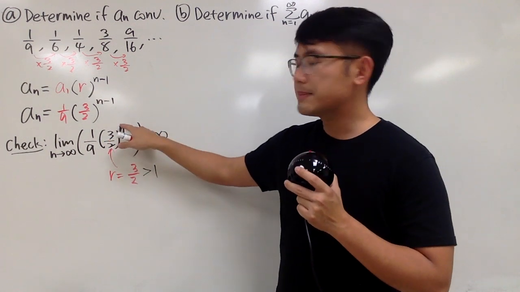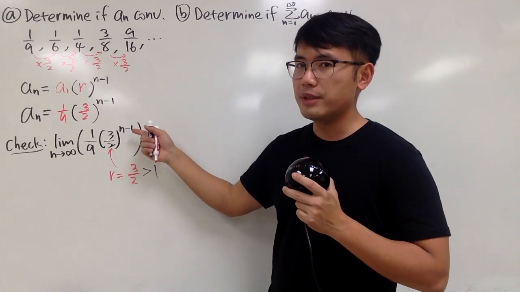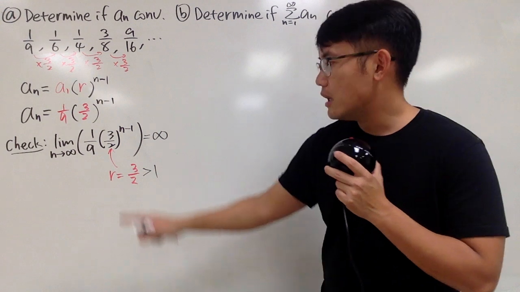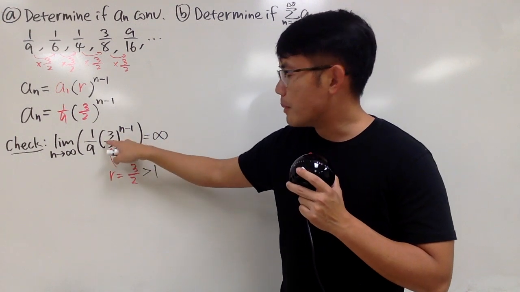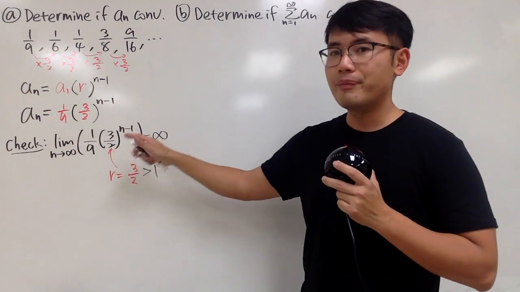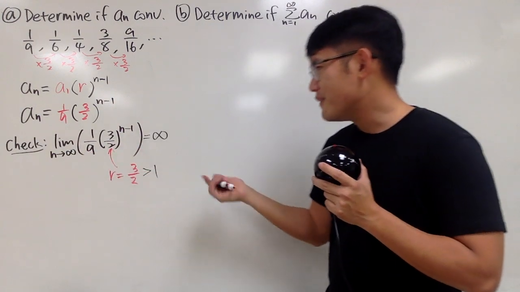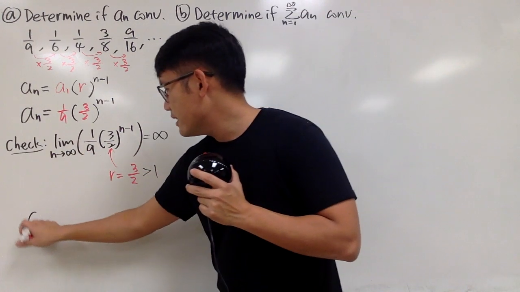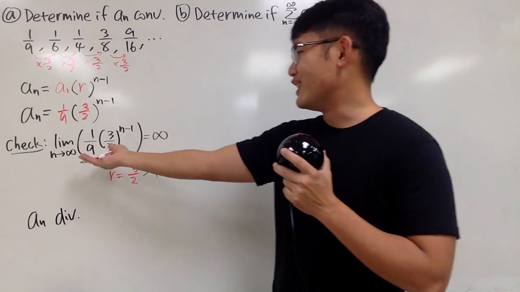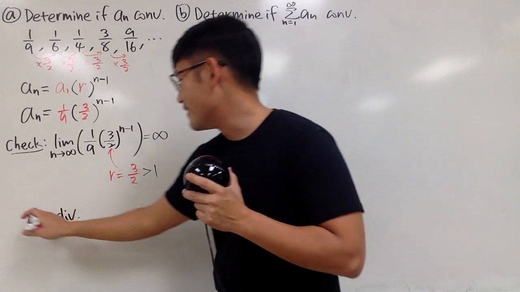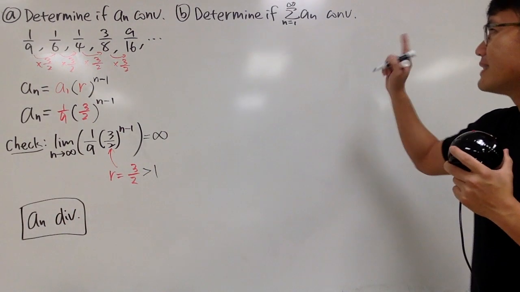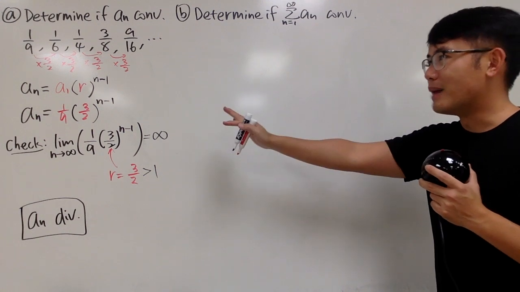Whenever we have r to the nth power, and then you have the minus 1, it doesn't really matter. You can fix the negative 1 exponent if you would like. But if this is a number bigger than 1, raised to the nth power, and n goes to infinity, we get infinity. So in fact, right here, a_n unfortunately diverges because the limit is infinity, because r is 3/2.